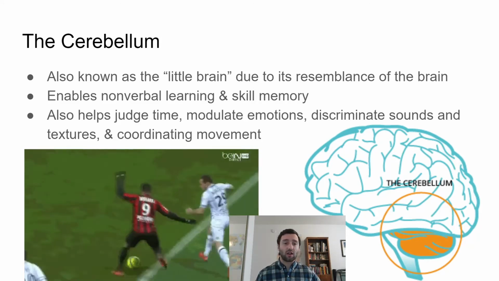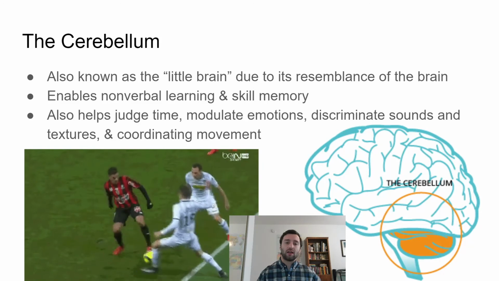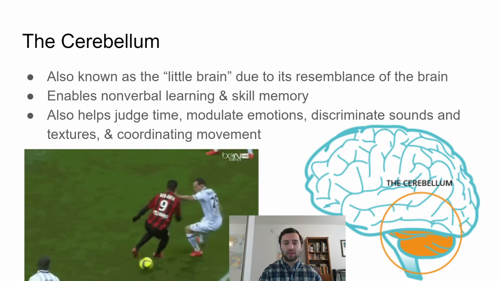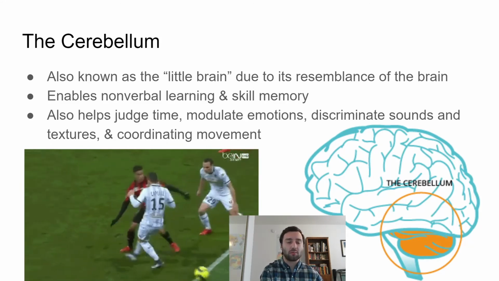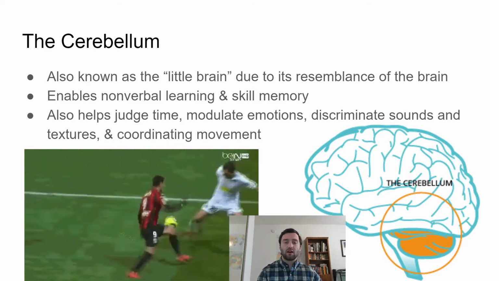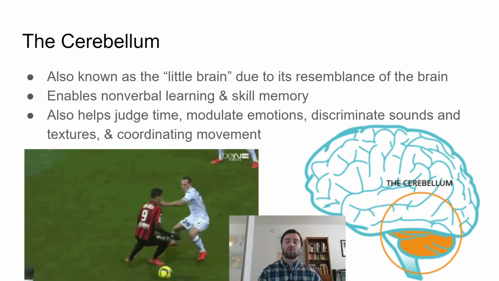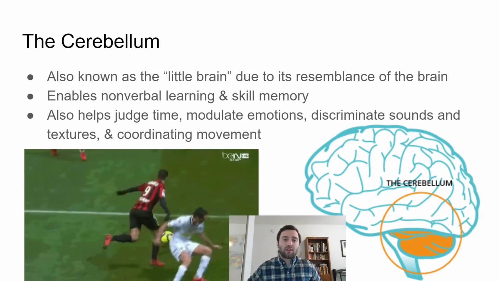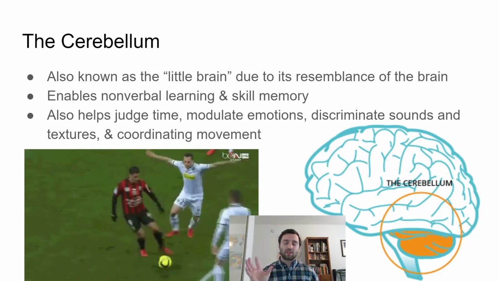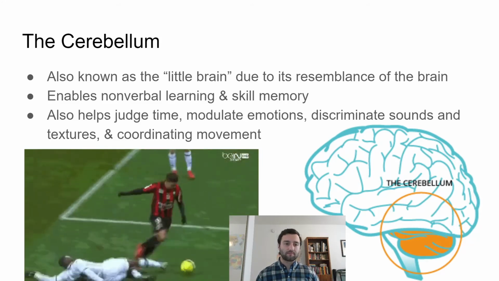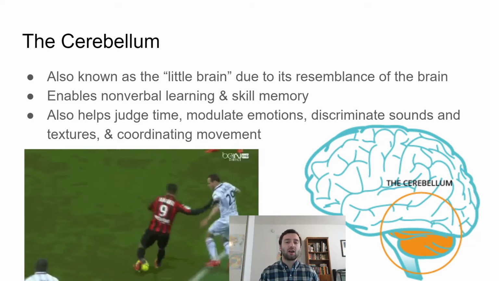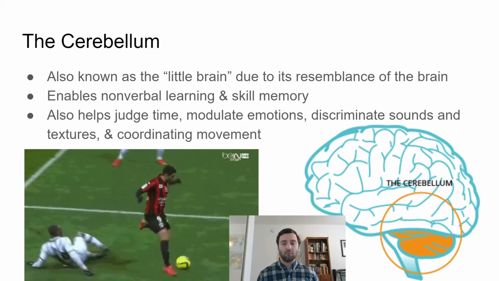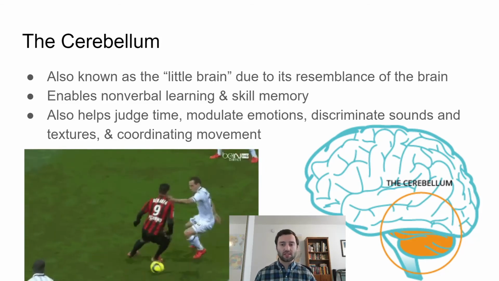The cerebellum is actually involved in a whole bunch of things. Two of the big ones are enabling us to learn through non-verbal means, so the ability to watch somebody do something and then repeat it, as well as skill memory. It's really important when we're trying to observe someone and learn without them speaking to us necessarily. In addition, it has to do with judging time, modulating emotions, discriminating sounds and textures, as well as coordinating movement.